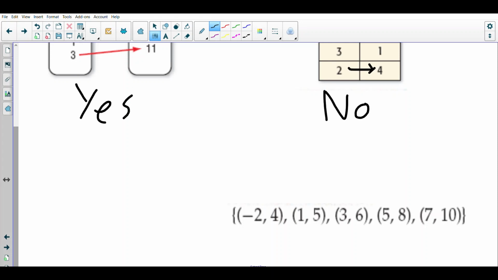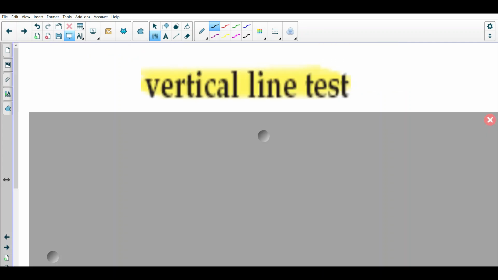Okay, and one more. We have the function -2, 4, 1, 5, 3, 6, 5, 8, 7, 10. So notice none of our x's repeat, so this would be a function. So there we go. All right, let's move on.